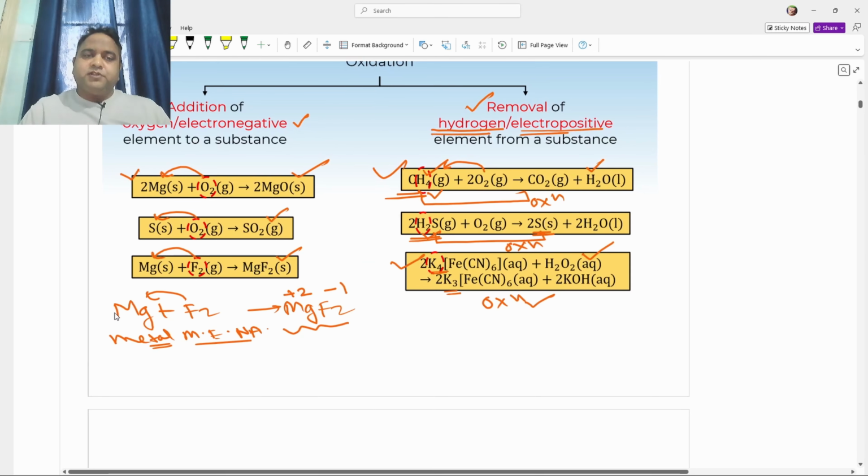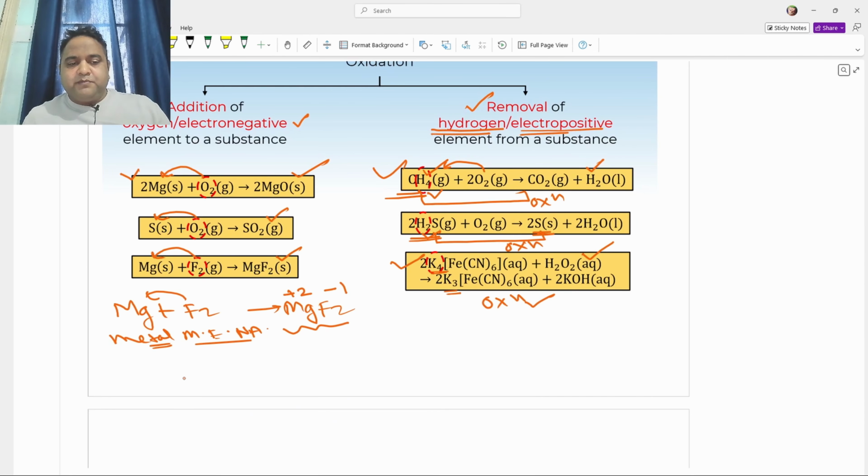Finally, we can have a conclusion, very simple. Addition of oxygen atom is oxidation. Addition of a more electronegative element is oxidation.